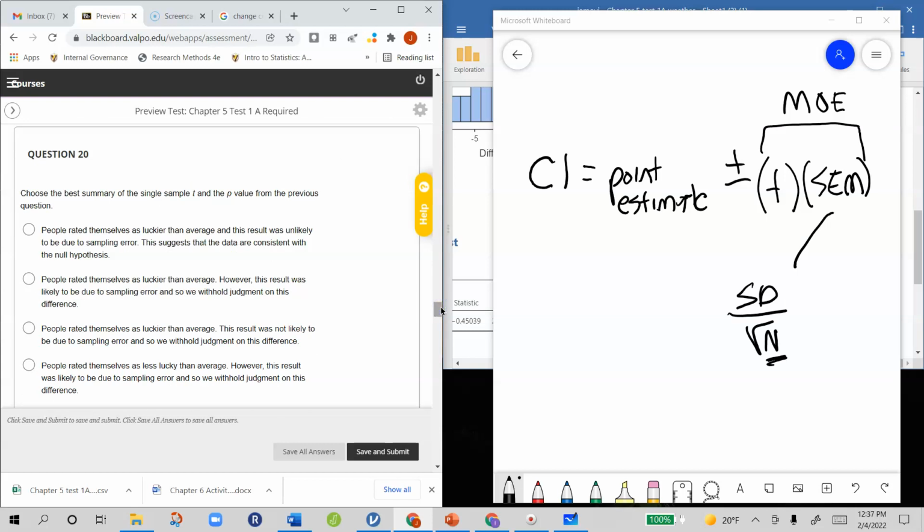So when we're looking at this, people did rate themselves as luckier than average. It was 3.06 rather than 3. So we're going to choose the one that says they are luckier than average. So B is luckier than average. But we're pretty sure this result was due to sampling error. And so we're going to withhold judgment on the difference, maybe replicate the study to see what occurs.